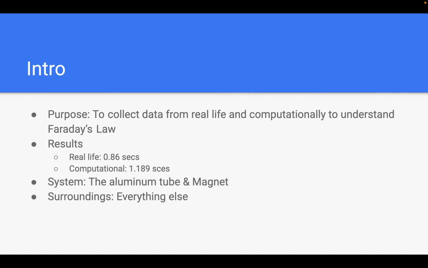So, introduction for this lab: the overall purpose is to collect data from real life and computationally understand Faraday's law. Some overall results: in the real-life experiment that I did, it took 0.86 seconds for the magnet to fall down the aluminum tube, and computationally it was 1.189 seconds using GlowScript. The system was the aluminum tube and magnet, and the surroundings were everything else around.